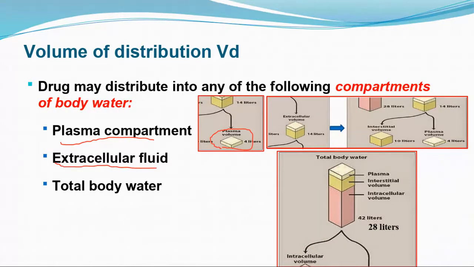What is the extracellular fluid? It includes the plasma and also the interstitial fluid, which is about 10 liters. So some drugs can be distributed between the plasma and the interstitial fluid both, which represent the extracellular fluid, meaning distribution between these 14 liters. Some drugs are distributed throughout the whole body water, which includes plasma, interstitial fluids, and also the intracellular volume, inside the cells. That is 42 liters across the body.